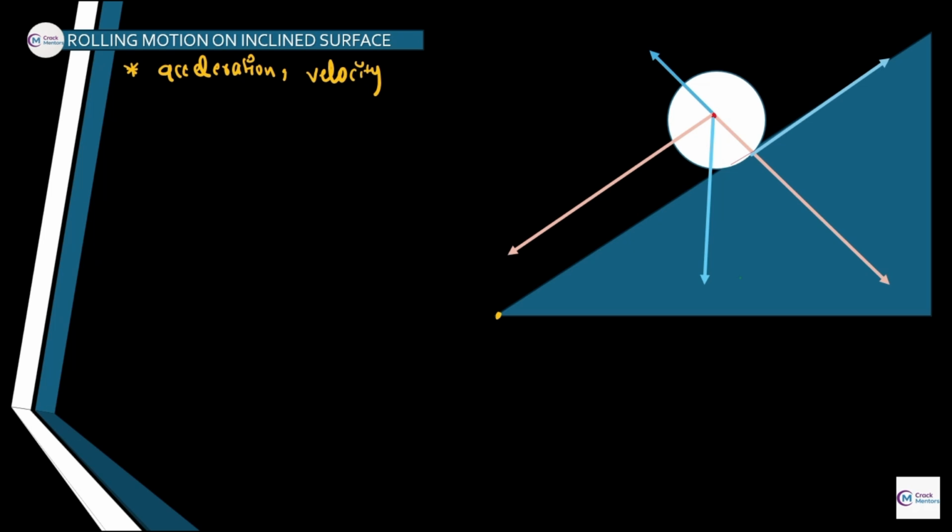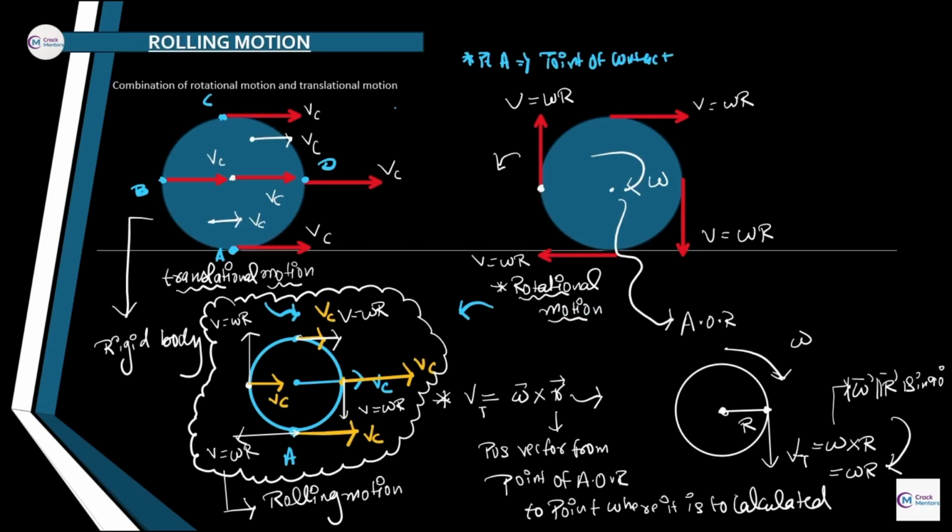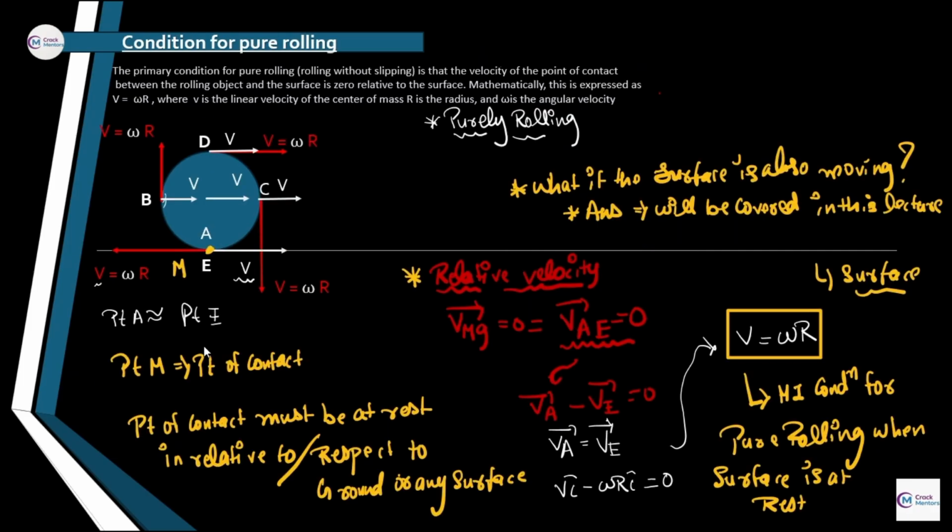Now I am marking some points. Just give me some time. I am marking some points. Okay, just give me some time. I am observing the slide. Okay, each and everything is correct.